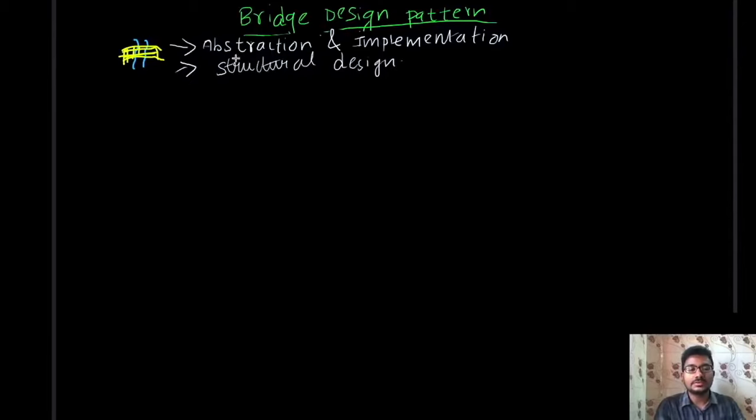So here the main concept and main motto of the bridge design pattern is to allow the abstraction and implementation to act independently. So the abstraction layer can be written independently without knowing the implementation details. Similarly, the implementation can be written without knowing the abstraction details. So both can be independent.